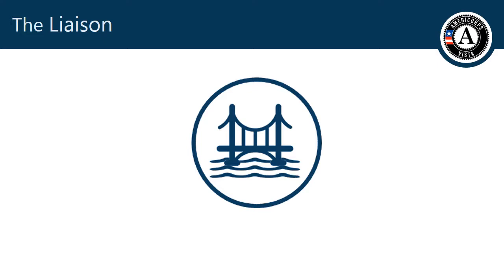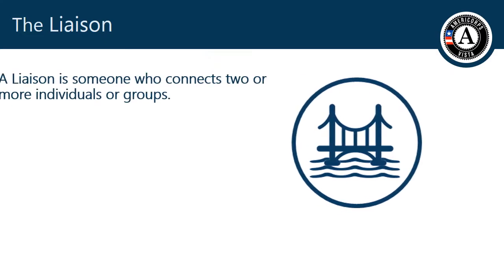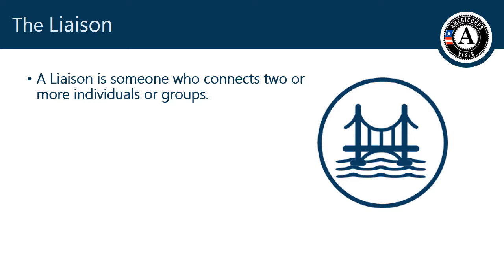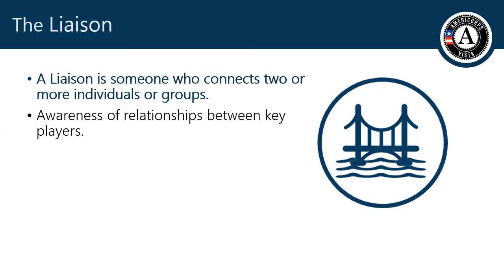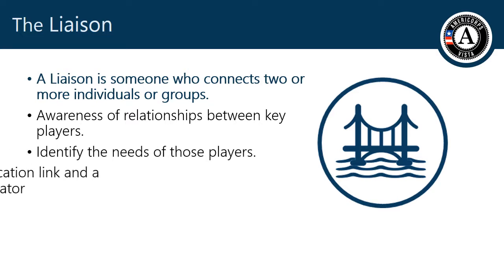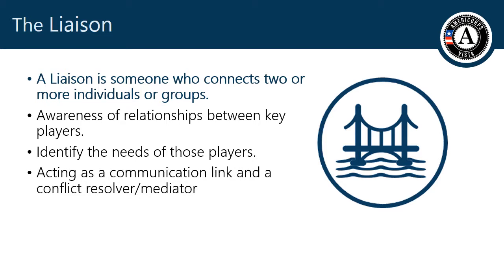The fifth VISTA leader role is the liaison. A liaison is someone who connects two or more individuals or groups. As a VISTA leader, this role will require you to maintain awareness of the relationships between key players. The key players are yourself, VISTA members, supervisors, your sponsor, your CNCS state office, and the community. You'll also need to identify the needs of these players. Then you'll use your awareness of these relationships and needs to act as a communication link and a conflict resolver or mediator between the key players.